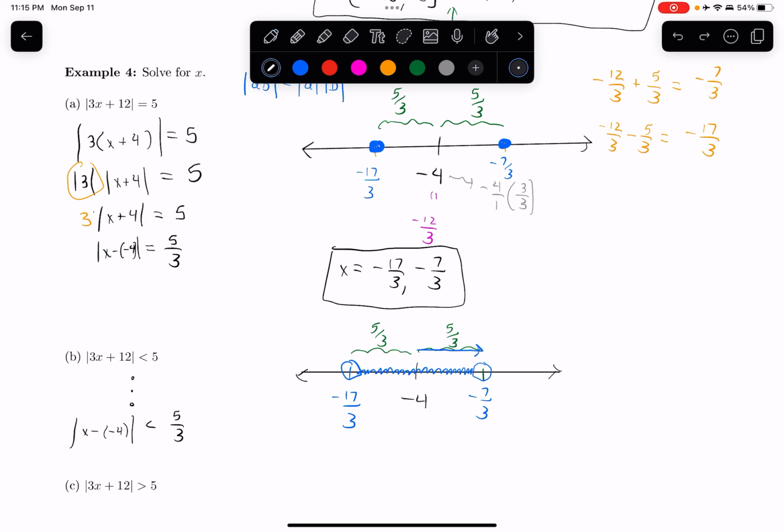In interval notation, I'll get negative 17 over 3, comma, negative 7 over 3. Neither endpoint is included, so parentheses, parentheses. That's my answer.